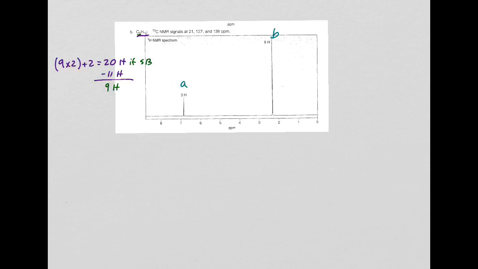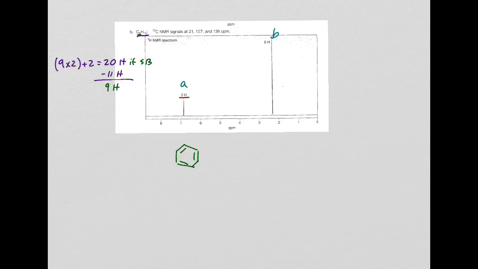I look at this one and I go, okay, I know it's a benzene ring because it's around 7 ppm. And the integration is 3 hydrogen. So a benzene ring would have 6 hydrogen. I only have 3 hydrogen. I'm missing 3 hydrogen. So it's a tri-substituted benzene ring. That's good to know, right? Tri-substituted benzene ring. Okay. Now I'm going to come over here and I have 9 hydrogen, right?